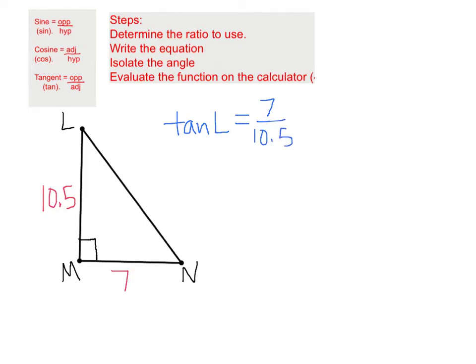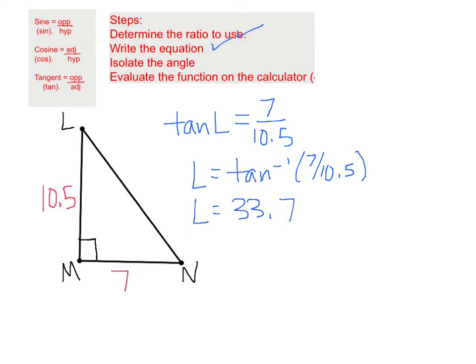Okay, so we determined the ratio, we wrote the equation. Now we have to isolate the angle. So we're going to do the inverse tangent of both sides. To show work, we can skip that one side, but we can do this. And then we plug that into our calculator, and when we round, we get 33.7. So angle L is 33.7.